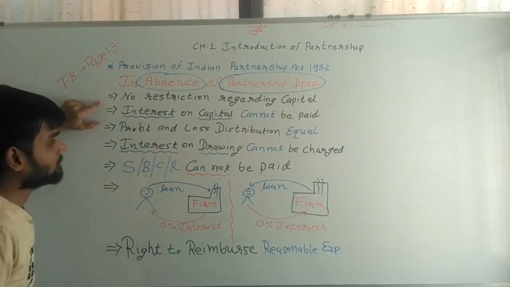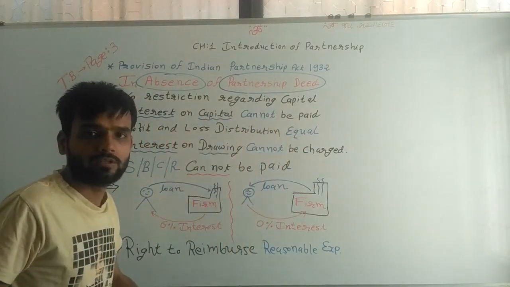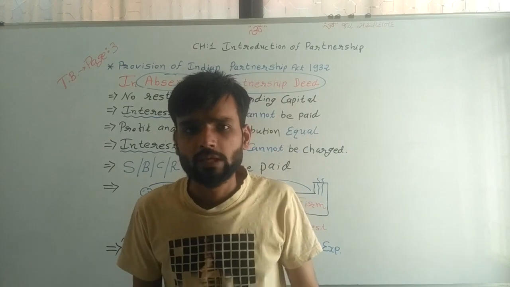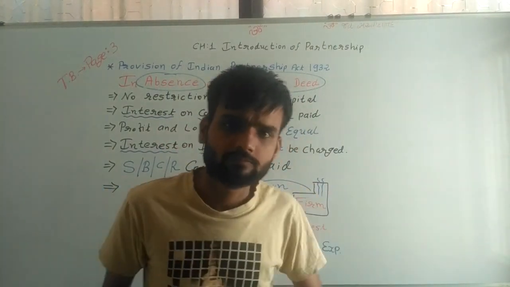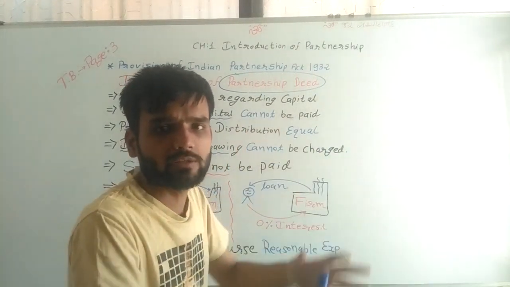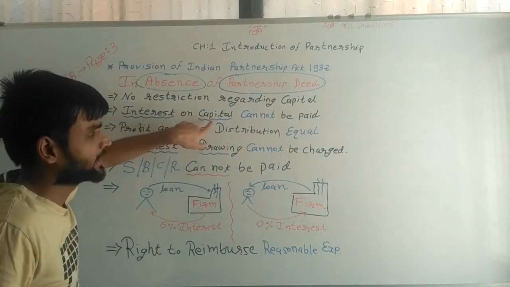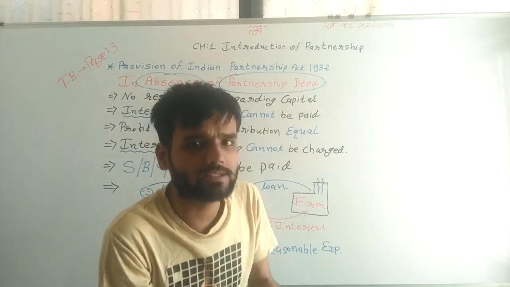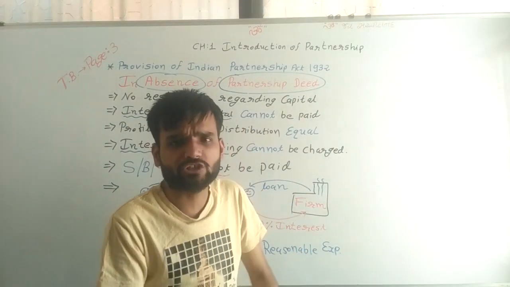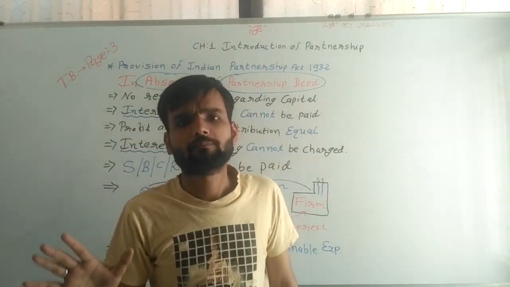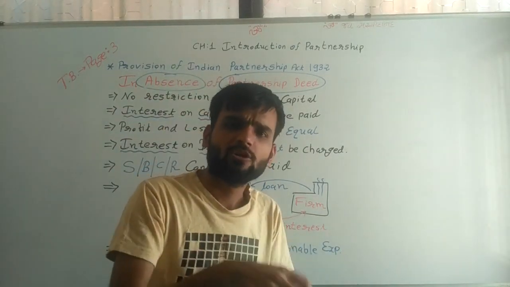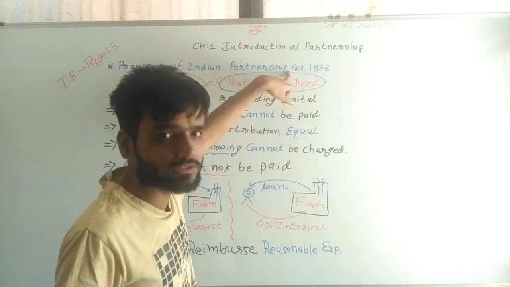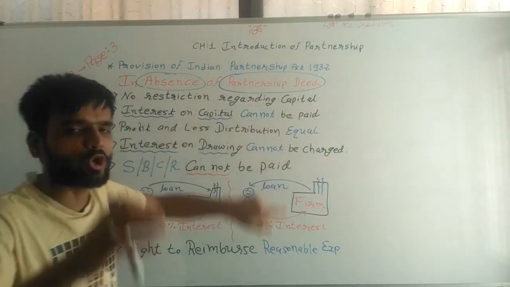Now, second thing, interest on capital cannot be paid. If in the partnership deed we have not decided how much interest on capital is given and a dispute arises on that topic, then what decision is taken by the government? The government says interest on capital cannot be paid. Partners have to give capital, otherwise they cannot start the business. If a partner demands interest, he cannot demand interest on capital, because it is the duty of a partner to invest in the business. Otherwise, the business cannot run. That's why, as per the 1932 Act, it is written that interest on capital cannot be paid.